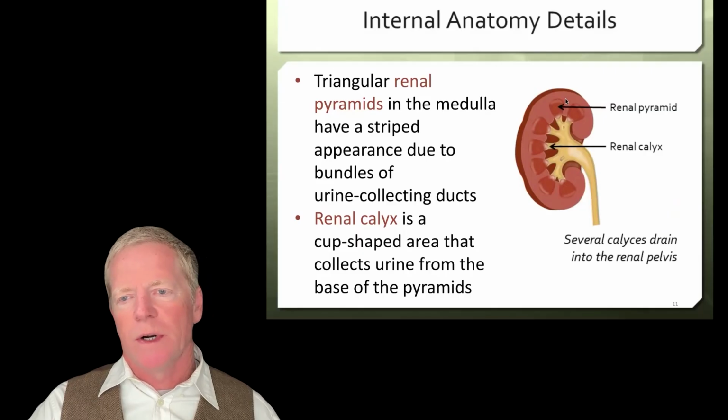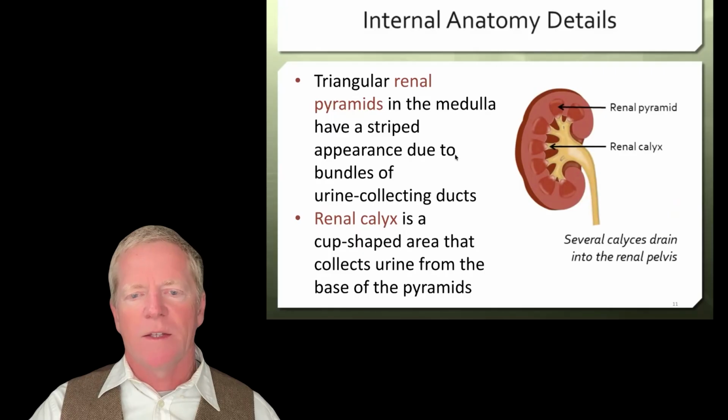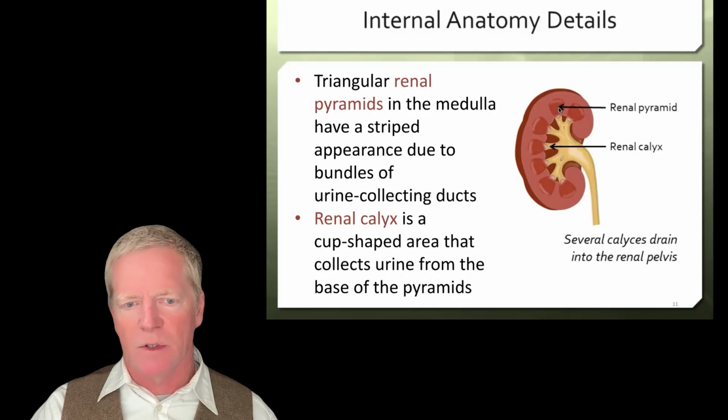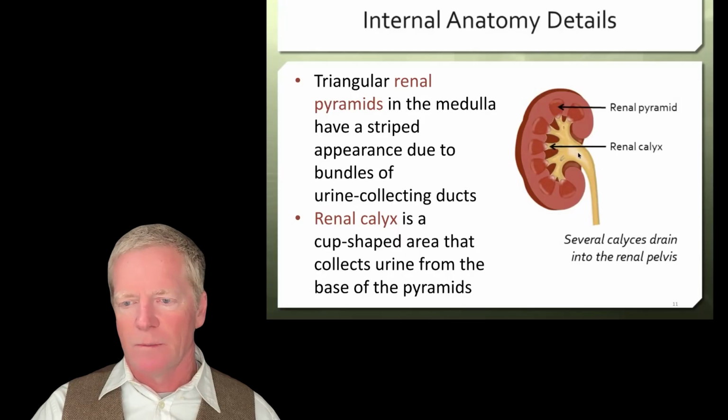These triangular renal pyramids have a slightly striped appearance. They look like they're striped from top to bottom in this direction. That's due to the bundles of urine collecting ducts. And we'll take a really close look at what those urine collecting ducts are doing in a moment. The renal calyx is this cup-shaped area just underneath the renal pyramid that collects urine from the base of the pyramids and delivers that urine into the renal pelvis, and ultimately the ureter.